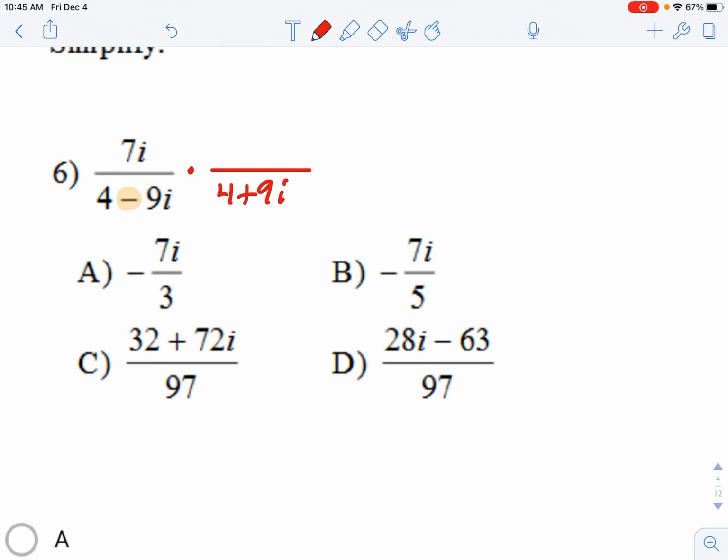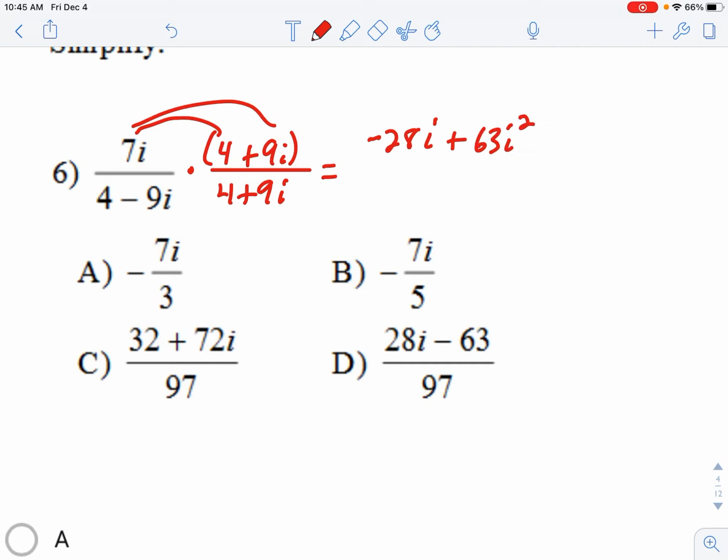Or if it was already a plus, you'd change it to minus. So the middle term, or the middle sign, changes to its opposite. And you multiply the top and bottom by that. On the top, we're going to put this in parentheses and distribute, and that gives us negative 28i plus 7 times 9 is 63i squared.